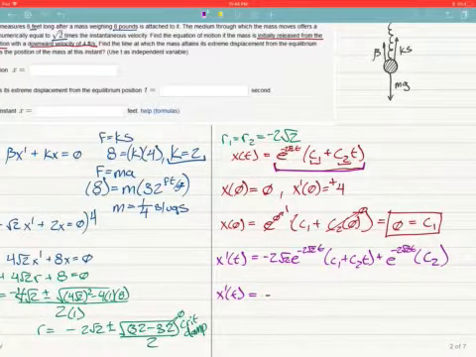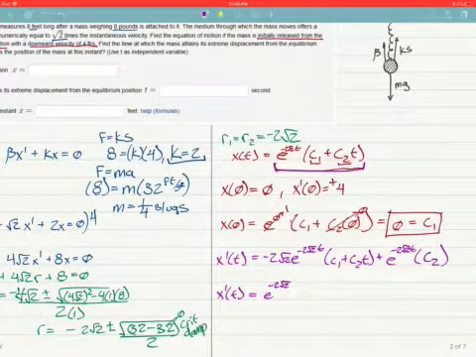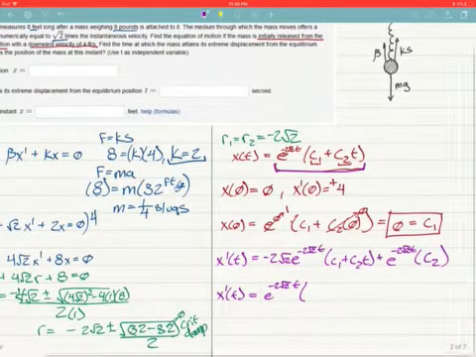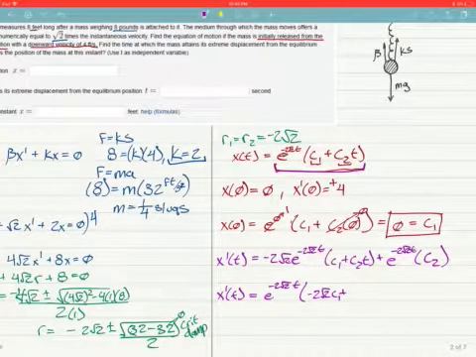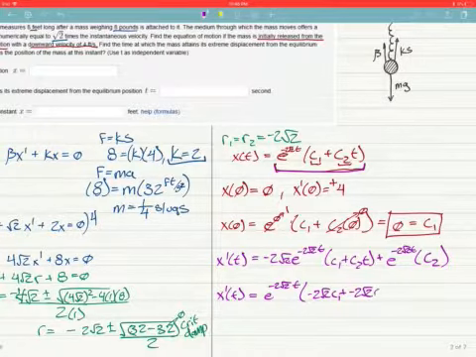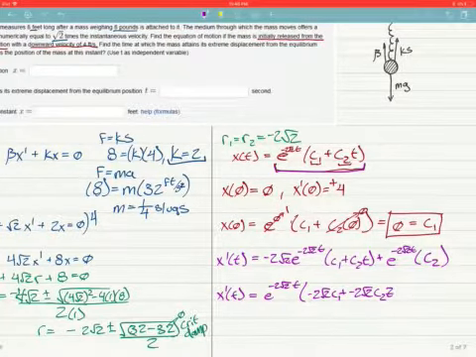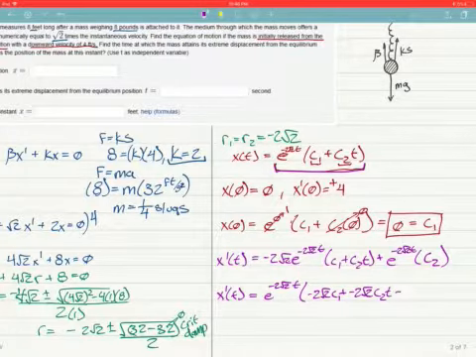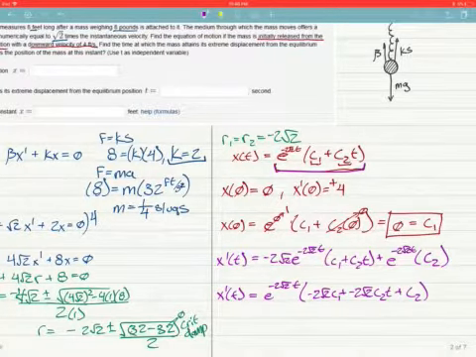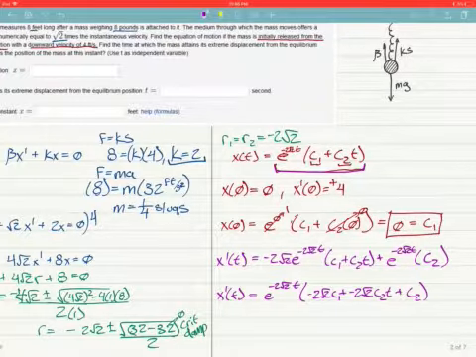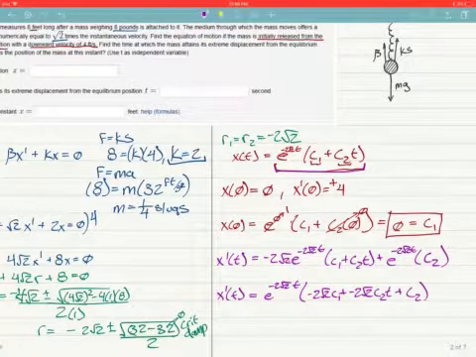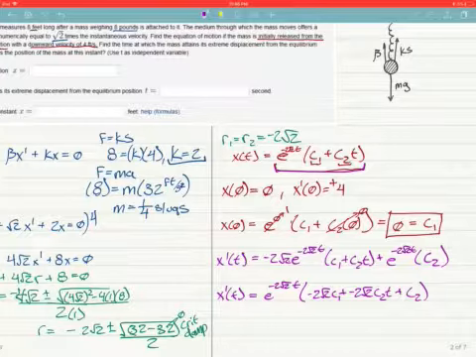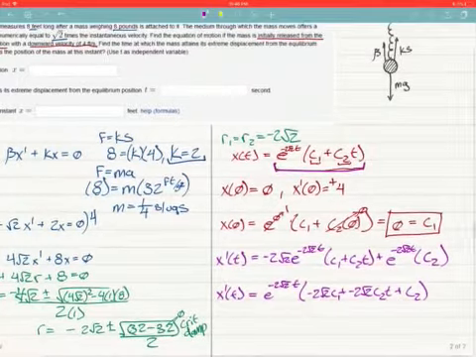Simplifying, x prime at t is equal to e to the negative 2 square root of 2t, and we have negative 2 square root of 2 times c1 plus negative 2 square root of 2 c2t, plus c2. And this is all going to be equal, so here we have our x prime of t. And now we're going to solve for our c2.